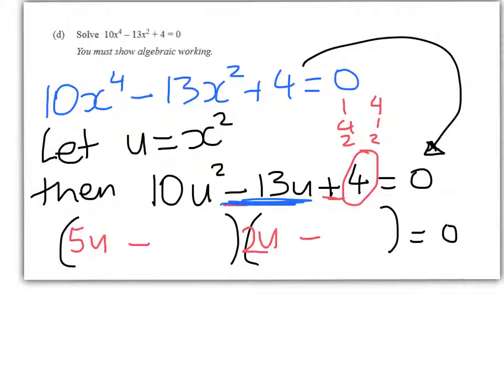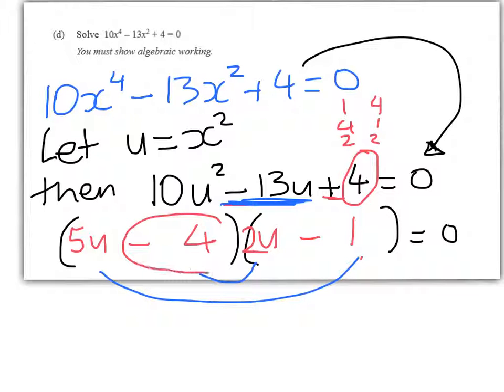We'll try putting down a 1 here and a 4 here. Does that work? No, that's minus 2u minus 20. So that's wrong. So get rid of that. But let's have a look at the other way around. 5u minus 4 and 2u minus 1. Will that work? Yes, it will, because I've got minus 8u and then minus 5 more u. So that's good. We've got our factorised form.